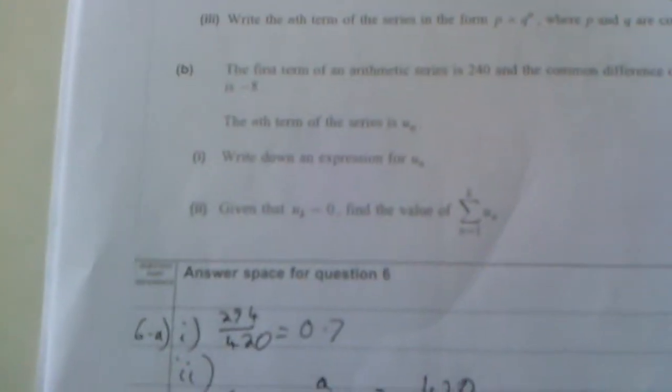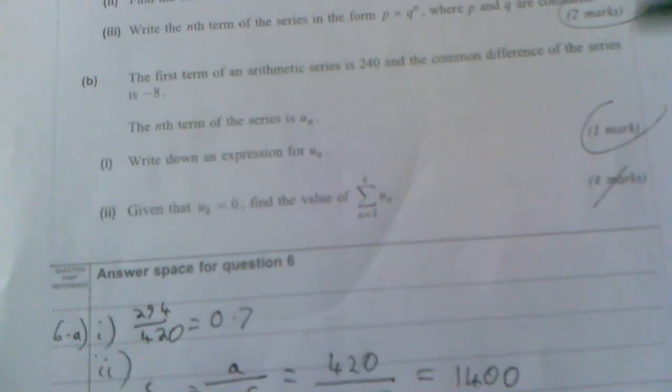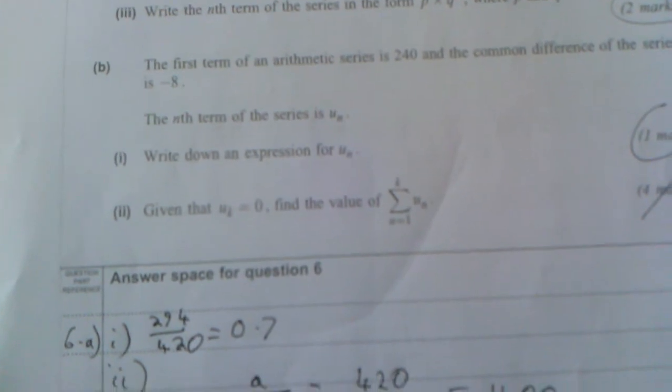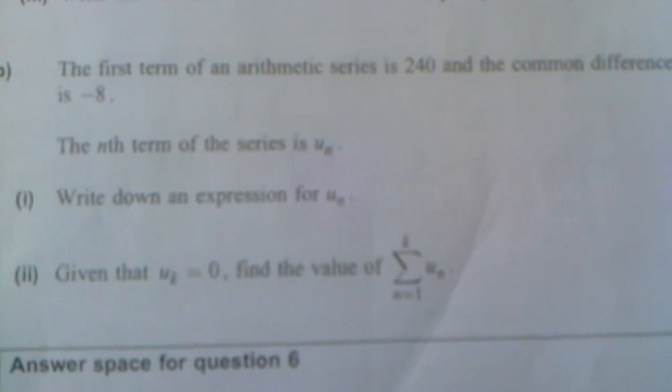So, now, I got no marks on this question because I didn't have a clue where to go. But I've looked at the mark scheme and I think I know how to get to it now. So let's see if I can explain it to you. Given that uk equals 0, find the value of the sum from n equals 1 to k of un. I don't quite know how to say that really, but if you can't see it, I'm just drawing it here, hang on.